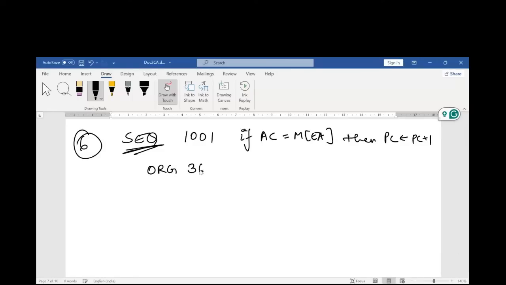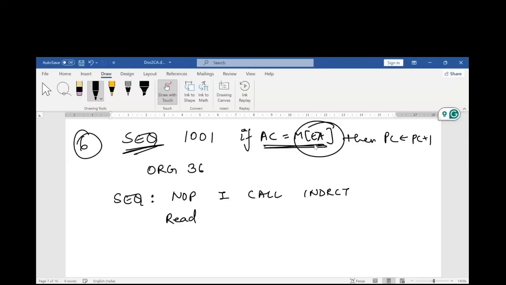1001. So ORG would be 36. What will we do here? First of all, SEQ. If AC and this are equal. Okay. So first we will have to fetch the effective address. So first thing is no operation, I call indirect. Then read. Why? I cannot compare AC and M of EA directly. I'll have to fetch it to DR. Okay. So read, U, jump, fetch.